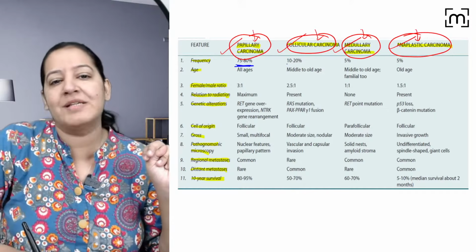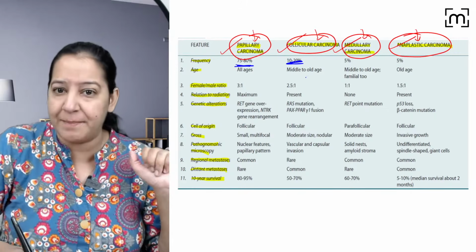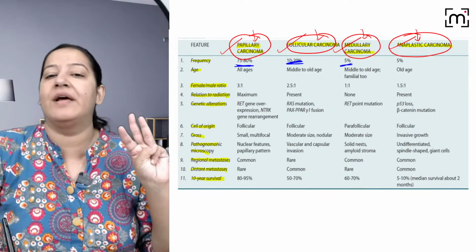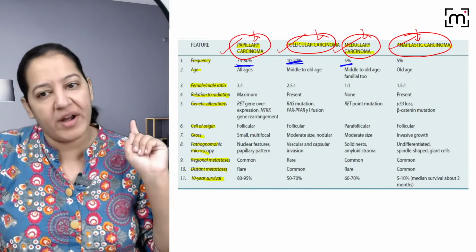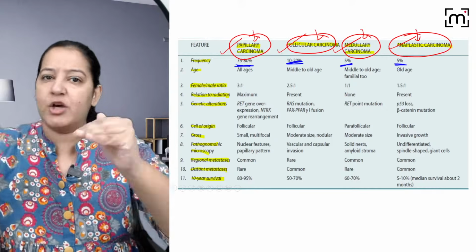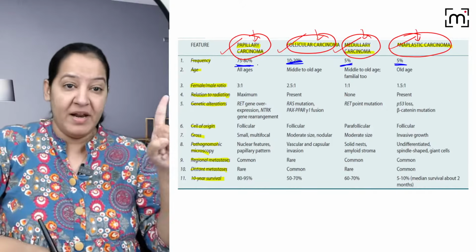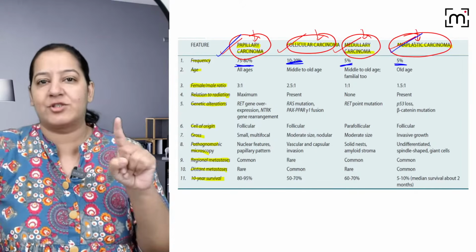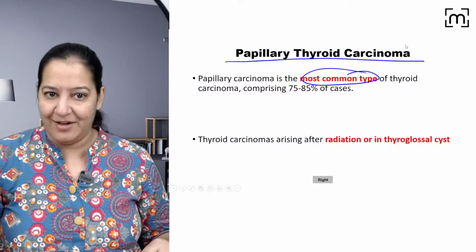The second most common is the follicular, right? It's 10 to 20%. The third most common is the medullary. It's 5%. And rarest of the rare is anaplastic. It's less than 5%. So in this sequence only I am going to teach you. Papillary, the most common, anaplastic, the least common. So you should know the frequency, right?